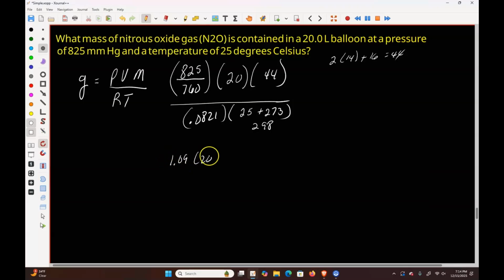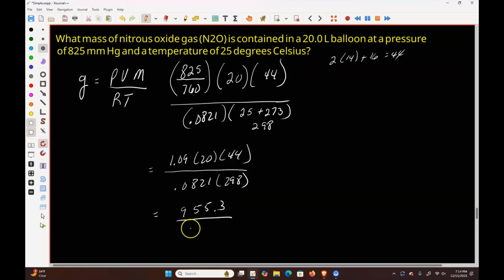All right, so when I multiply this out, I get 1.09 times 20 times 44 over 0.0821 times 298. This is 955.3 over 24.47. So my grams will be equal to 39 grams.